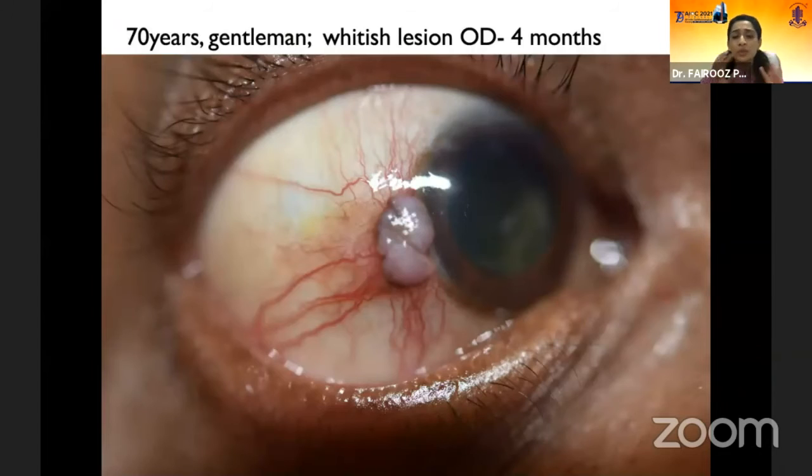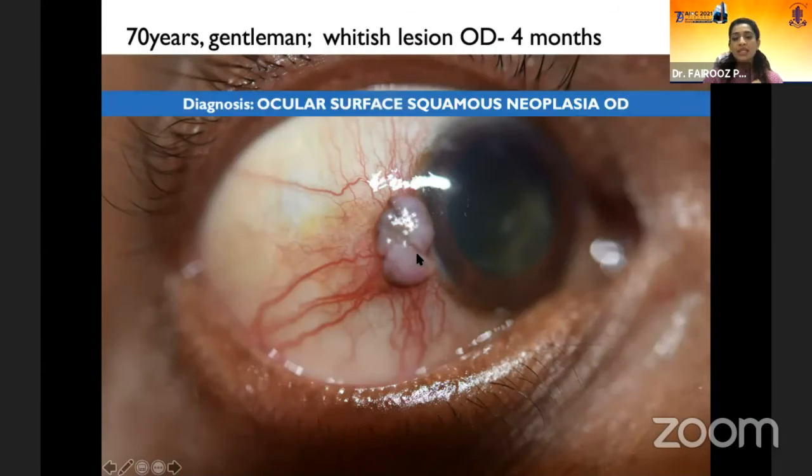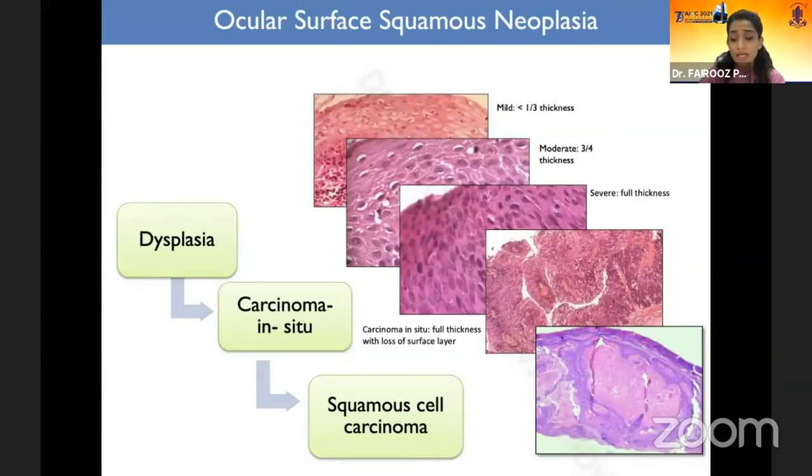A 70-year-old gentleman with a whitish lesion again for the past 4 months. Well, it is more than white. You can see a lot of feeder vessels going on to the lesion, and there is rose Bengal positivity in the clinical evaluation, with this perilimbal lesion. So this is a classical presentation of ocular surface squamous neoplasia, especially in older individuals.